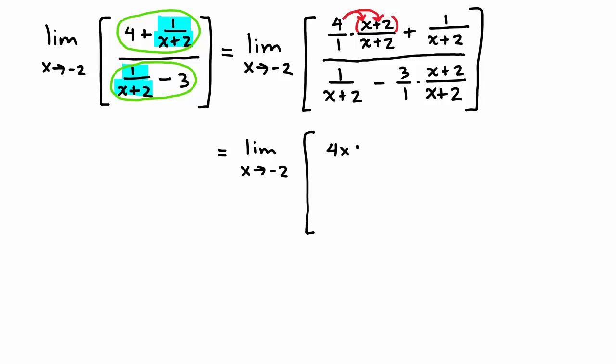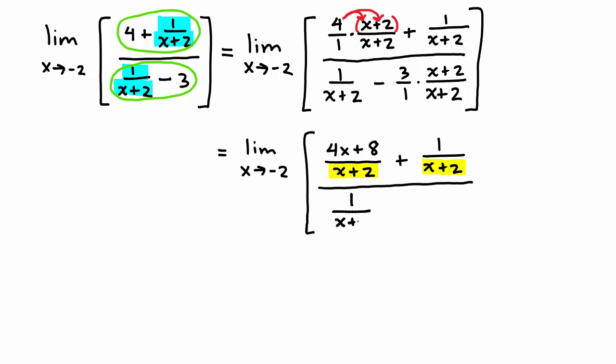4x plus 8 all over x plus 2. And then you still have this plus 1 over x plus 2. And that's the big numerator. Notice how we have that common denominator now of x plus 2 and x plus 2 over here. That's what we wanted. That was the whole point. And then down here we have 1 over x plus 2.